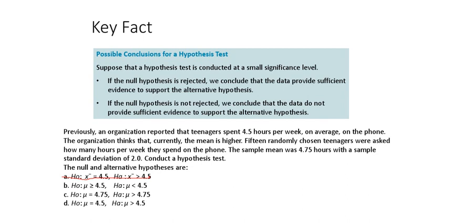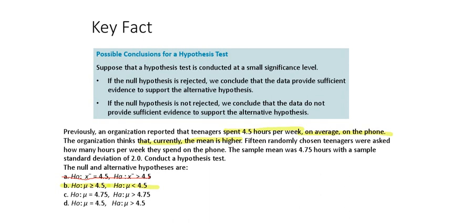So what is our claim? Well, the claim is that the organization thinks that the mean is higher than 4.5 hours per week on average on the phone. So we're testing how many average hours per week teenagers spend on the phone, and we're saying that they currently think it's higher. So the claim is that it's actually higher than 4.5. If the null is that it's at least 4.5 hours, then the alternative is that the mean must be less than 4.5 hours. Now, why wouldn't we choose any of these other options?